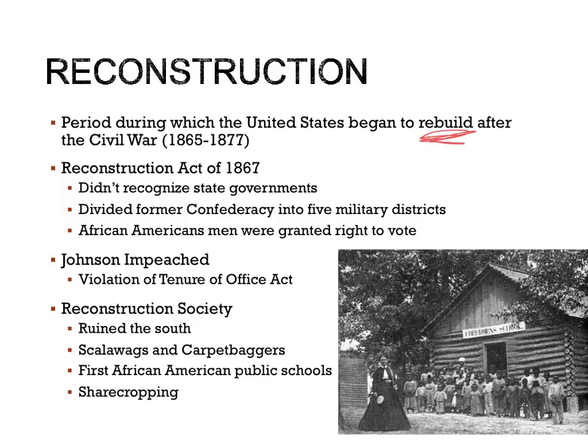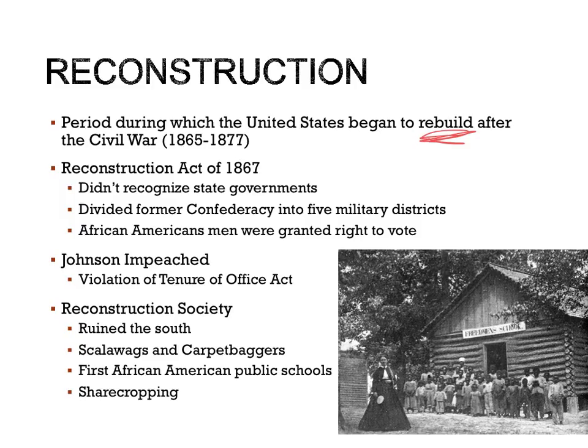Now, they would rebuild it to their specifications. The Southerners would see it as the North using them to sometimes make money for their own and only having their interest in mind. The federal government actually passed the Reconstruction Act of 1867, and the Reconstruction Act of 1867 did not recognize the state governments of the southern states that seceded. Remember, seceding are the states that removed themselves from the Union and fought for the Confederacy.